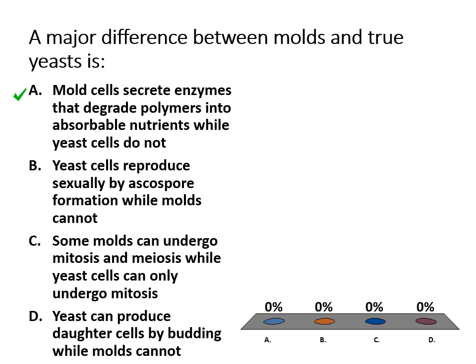So mold cells secrete enzymes because they are multicellular. They are somewhat more adept at doing things. So mold cells secrete enzymes that do degrade external polymers. So they degrade them outside and then they absorb their nutrients. Yeast cells usually rely on absorbing simple nutrients.